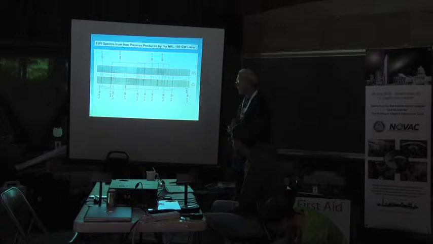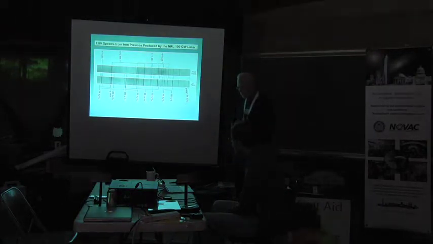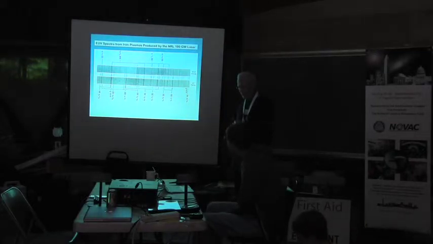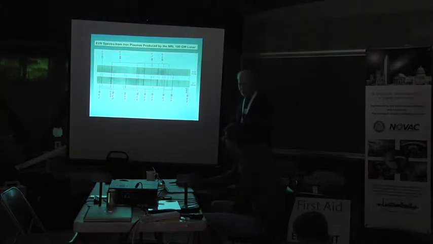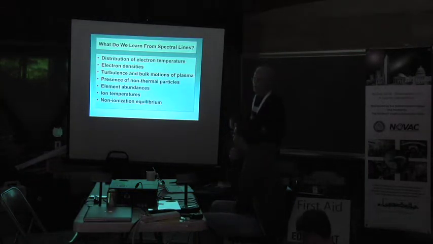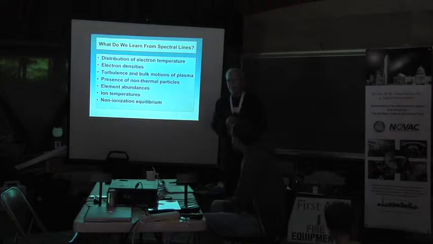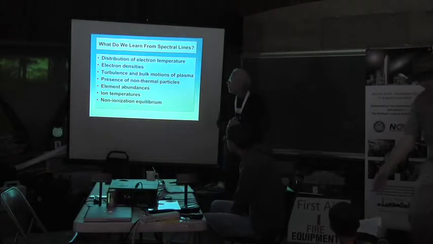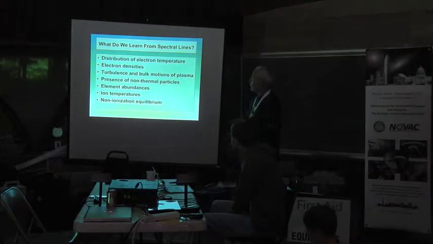So we played this game and finally all the lines got identified, from the lowest ionization stages, most of the lowest ionization stages, all the way up to iron 26. Okay, so it's a lot of stuff about lines and spectra, but so what? I mean, who cares? Well, what do we learn from spectral lines?